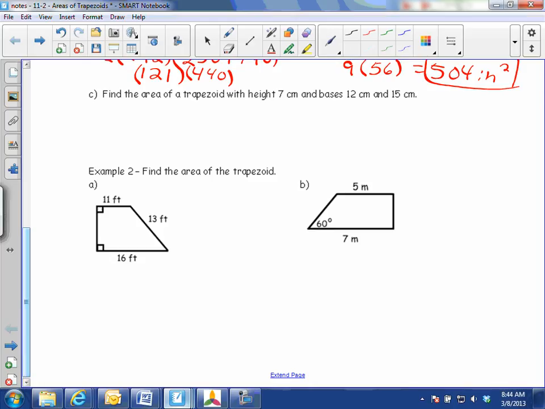It's asking us again to find the area of the trapezoid. Tell me, in this case, what are our two bases? 11 and 16. Okay, 11 and 16. What's our height? We don't know. Why is it not 13? Because that's the hypotenuse. Right, it's not going to be our perpendicular between the two bases, because it's at a slant.